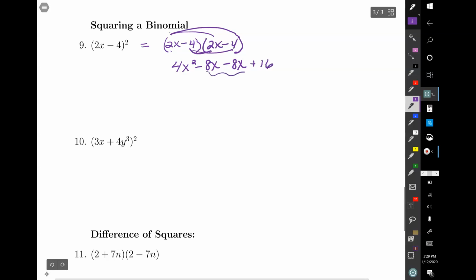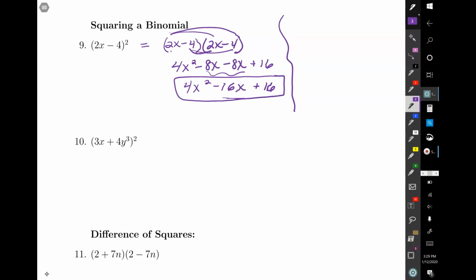And then I need to combine like terms in the middle. 4x squared minus 16x plus 16. So you can see here where the product of the two terms in the binomial, 2x times minus 4, would give me that minus 8. I have that twice, so it just doubles up. So my final answer here, just to restate before I go on to the formula, is 4x squared minus 16x plus 16.